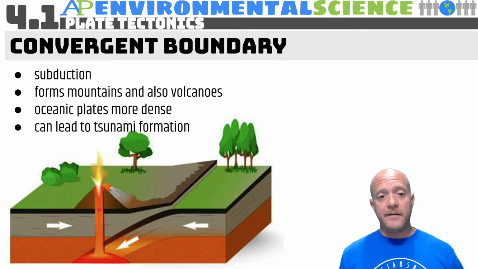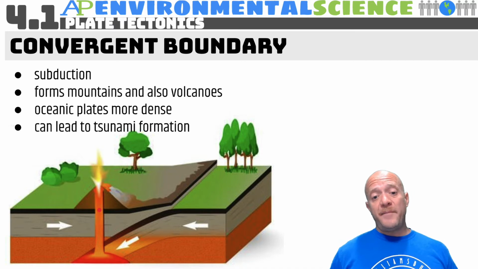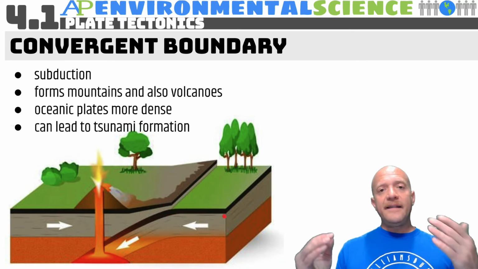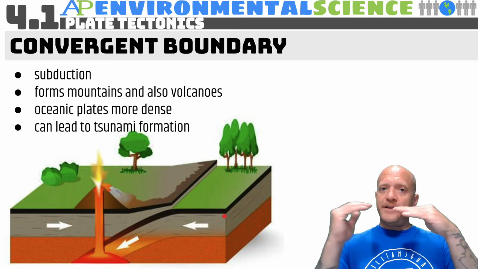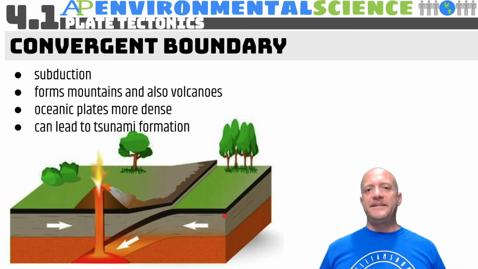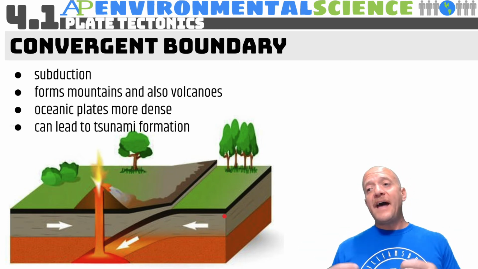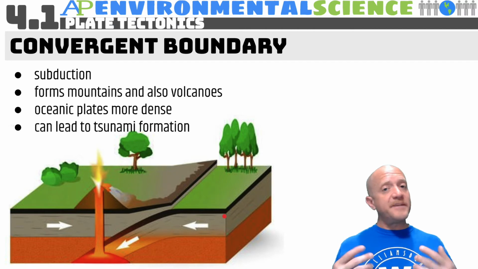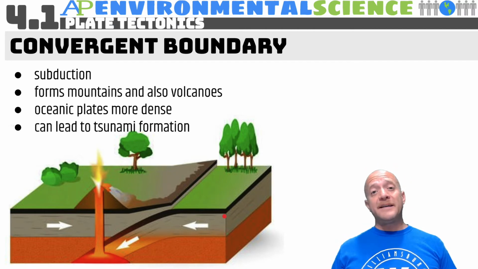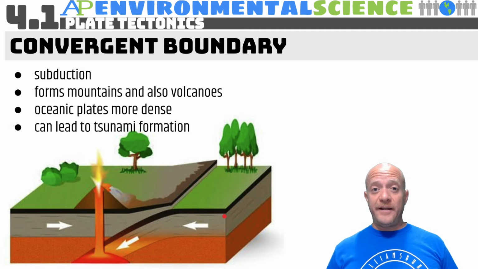And I will show you a map in a moment. But you can also have tsunamis. So when one plate is moving under the other plate, again, like a transform boundary, it doesn't go smoothly. So sometimes as it's moving, it gets stuck, and then it releases. And when it releases, if that's happening underwater, that displacement of all the water can cause a massive wave. And a tsunami is basically just a massive wave that can form offshore and can decimate coastal areas.